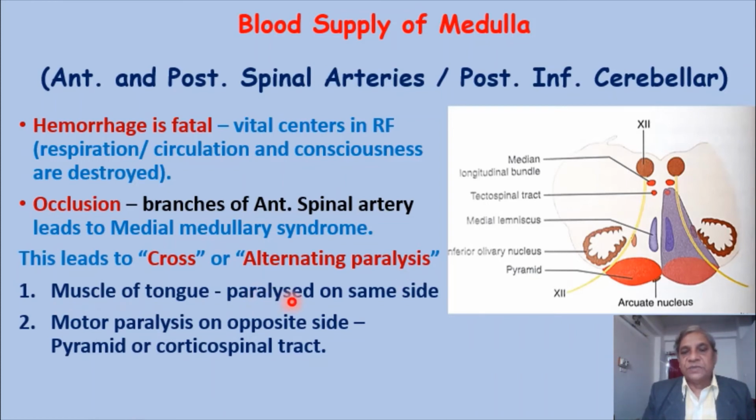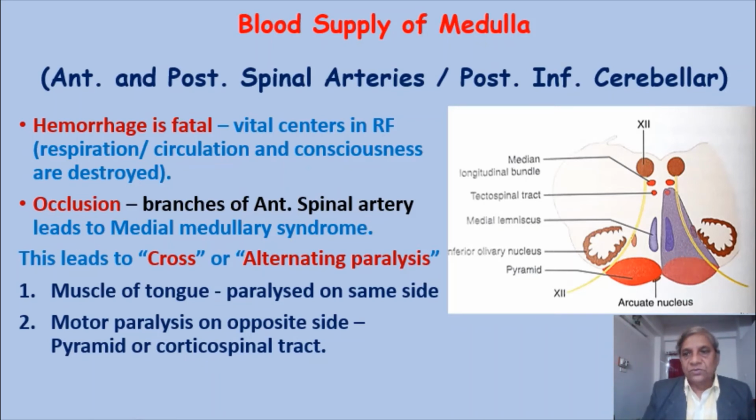The muscle of the tongue is paralyzed on the same side. Why? Because the hypoglossal nerve is passing through the area of the lesion. Second, there is a motor paralysis because the whole pyramidal tract is gone, which would cross and go to the opposite side as the corticospinal tract. So the motor paralysis will take place on the opposite side, and the tongue will be paralyzed on the same side. That is called medial medullary syndrome.